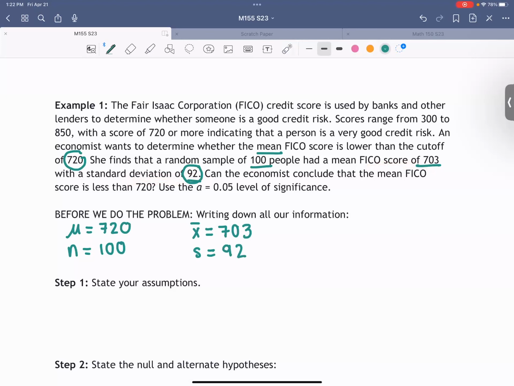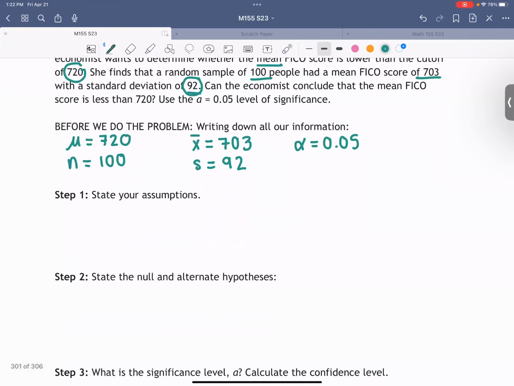Okay. So it says, can the economist conclude that the mean is less than 720? Use the alpha equals 0.05 level of significance. Cool. Well, why don't we just go through all the steps and figure out what to do, and I'll show you what to do on Minitab after that. Step 1, stating our assumptions.